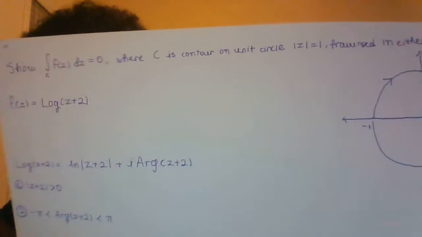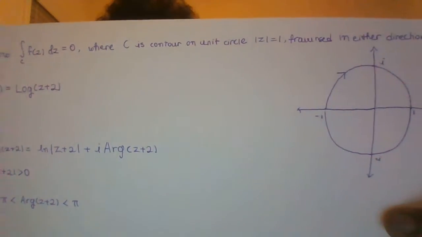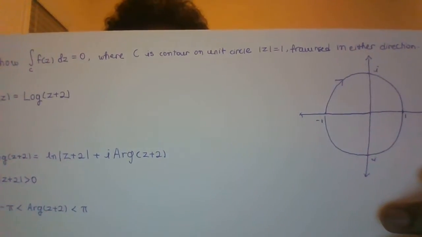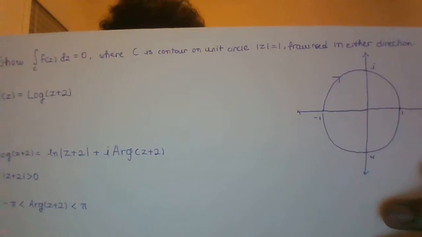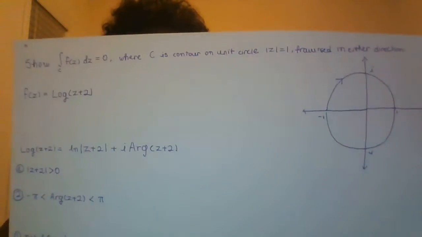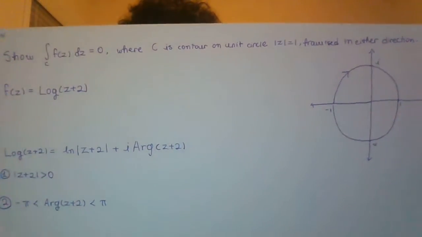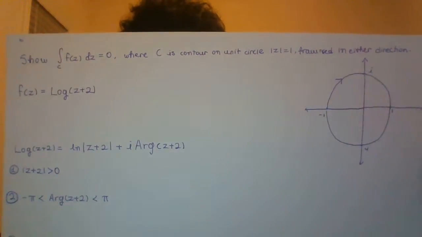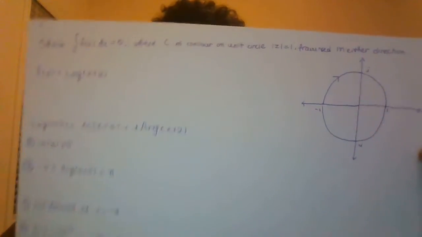Hi. Okay, so I'm going to attempt to explain this problem. The problem is to show that the integral on C, a contour C, of f of z dz is 0, where C is the unit disk, and f of z is log of z plus 2.